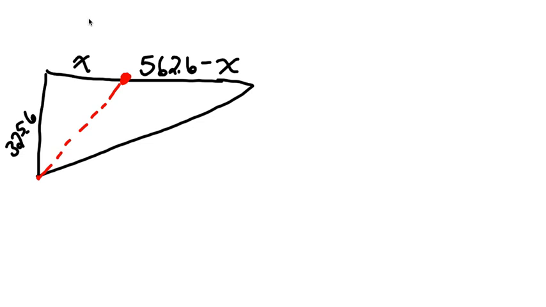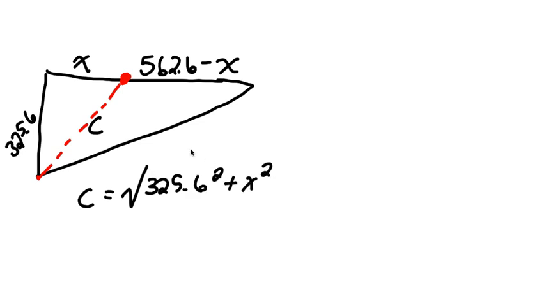Okay, so we're going to start this off kind of similarly. We're going to look at this right triangle. You can think of this as some other variable like c or whatever. So what we're going to do is this red distance c is the distance that they were in the sand. So c here is going to be the square root of 325.6 squared plus x squared. Okay, that's the distance. Again, we're looking for time. We're trying to minimize the time. So we will divide this by 2 because that's the rate in the sand.